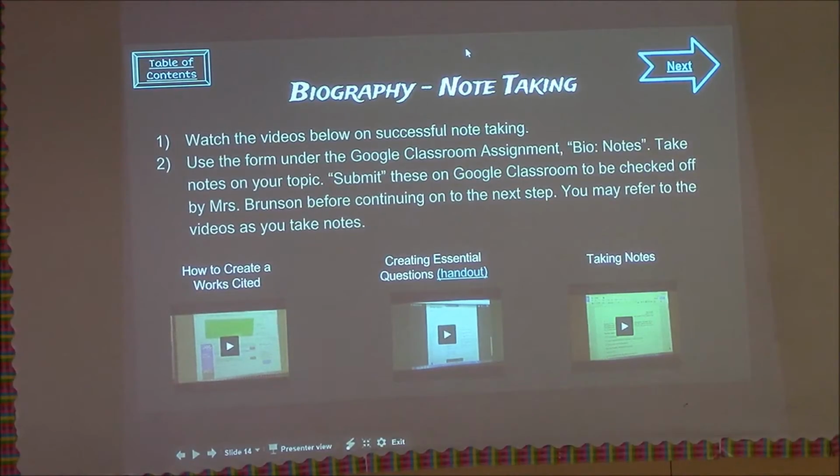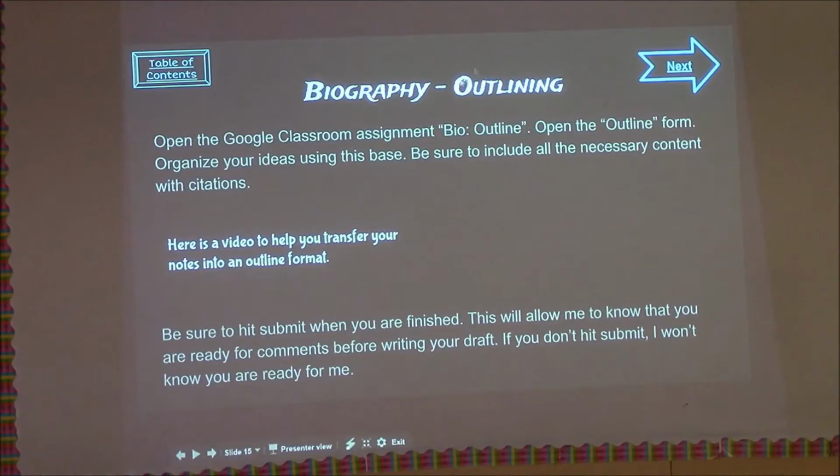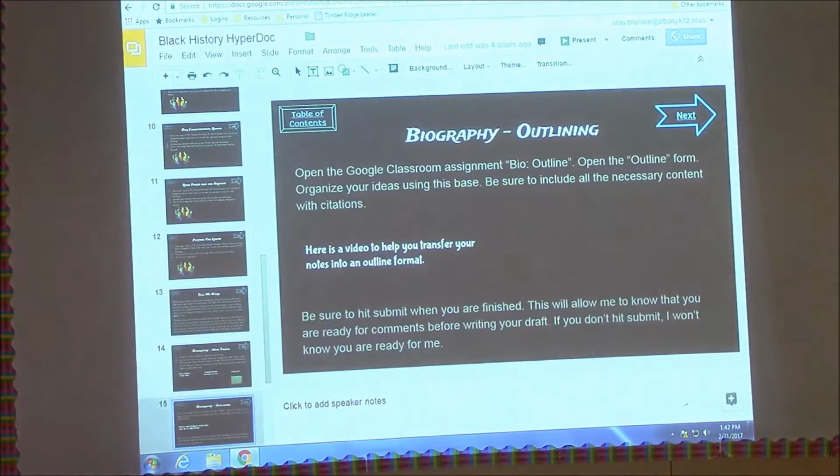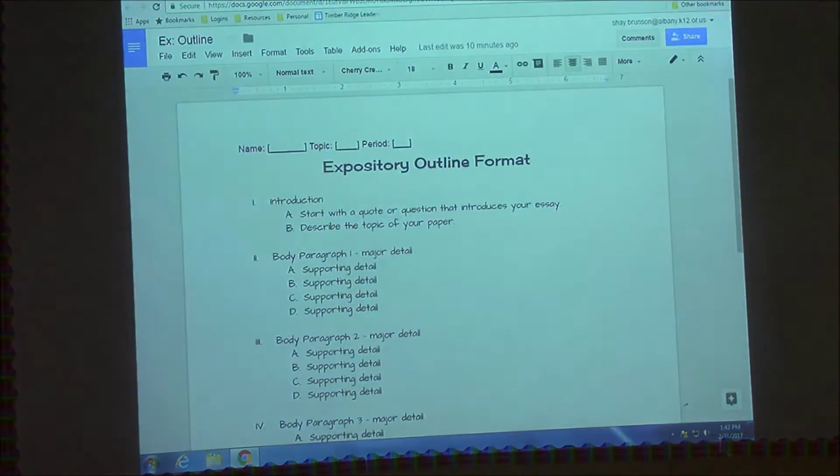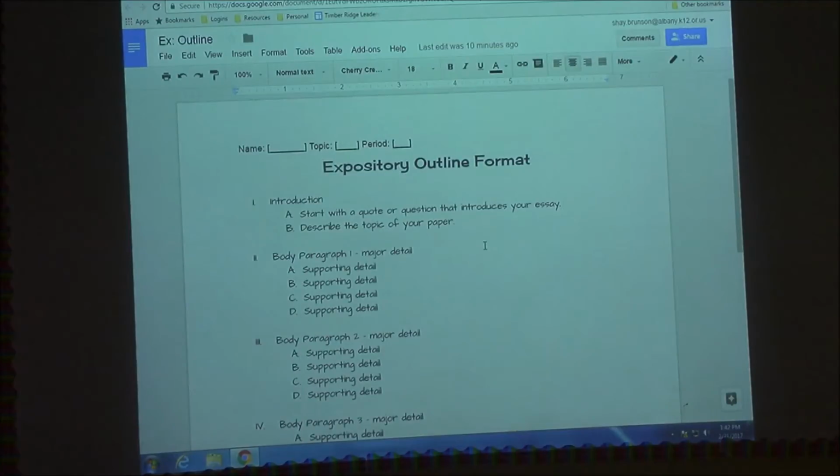Now that you have finished your note-taking for your biography, we are going to hit next and go on to outlining. The video that you're watching is right here. Now, it says to open the Google assignment Bio Outline. Well, let's look at it. This is the outline form that's attached to your Bio Outline assignment.